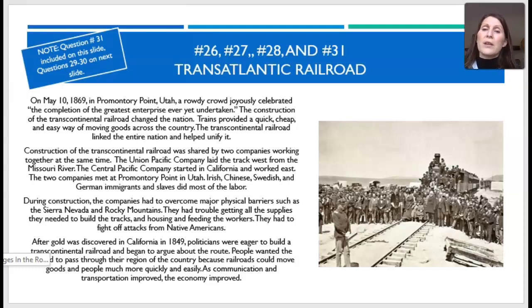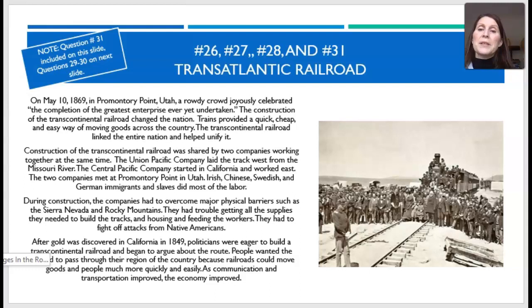Construction of the Transcontinental Railroad was shared by 2 companies working together at the same time. The Union Pacific Company laid the track west from the Missouri River. The Central Pacific Company started in California and worked east. The 2 companies met at Promontory Point in Utah. Irish, Chinese, Swedish, and German immigrants and slaves did most of the labor.